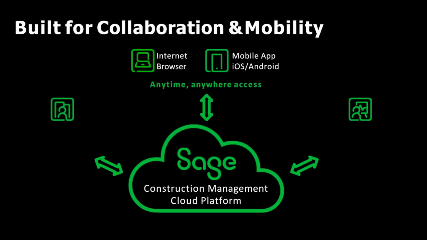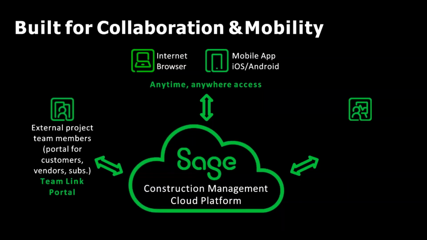And what we're looking at is the collaboration and the mobility. So we already talked about the fact that I can get to it with any internet browser. I can use the apps. But as we start talking about it, we have external project team members. So that's going to be your customers, your vendors, your subs, the architects. And we allow collaboration through something called the TeamLink portal, which we'll talk about as we move forward here.